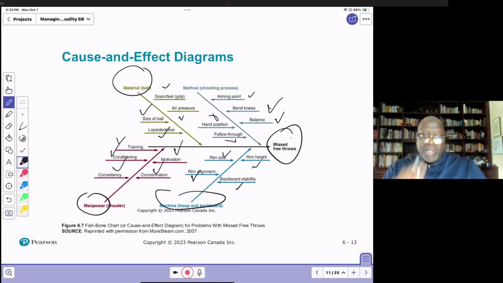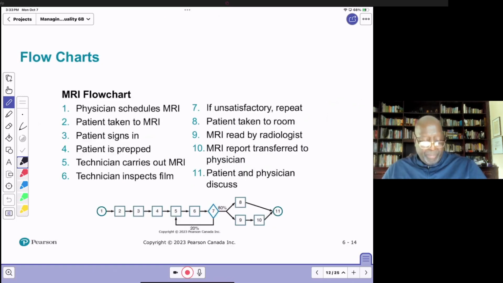Now you need to go and study and gather data to determine if it is the grain of the ball, then we change that. If it is the issue with bending the knees, then we work on that. If it is the rim alignment, then we fix that problem. But knowing what the potential causes are, you need to go and validate which of those are actually at play and work with them, all right?